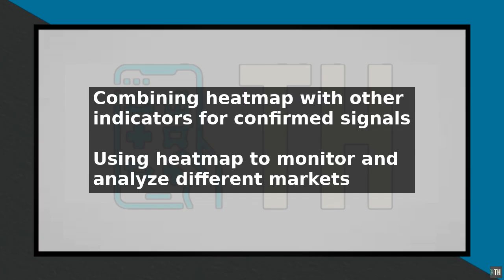By following these steps and using the heat map in conjunction with other tools, you can gain a deeper understanding of market trends and make more effective trading decisions. The Tradingview heatmap is a powerful tool that can help you to identify opportunities and stay ahead of the market.